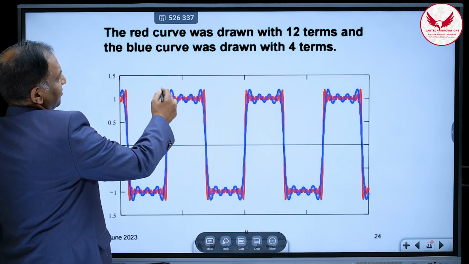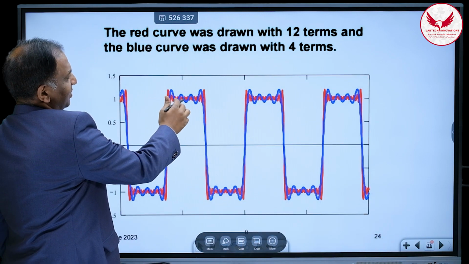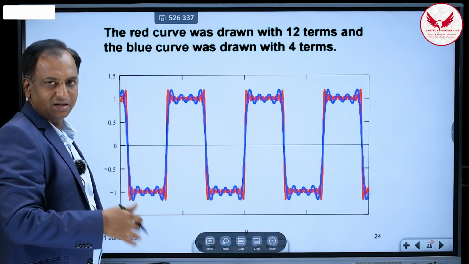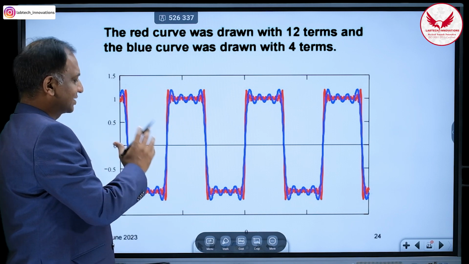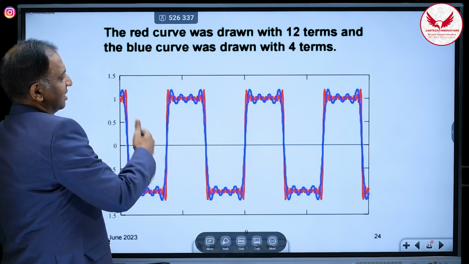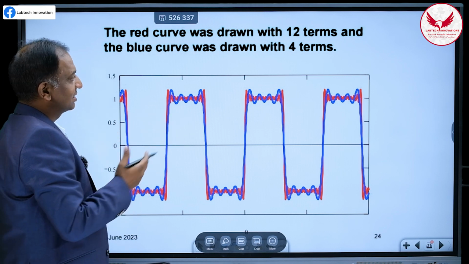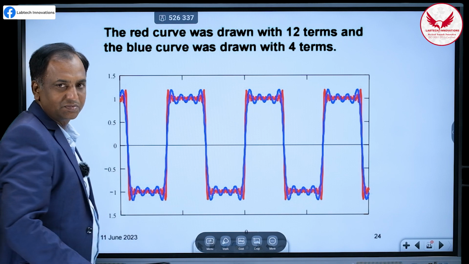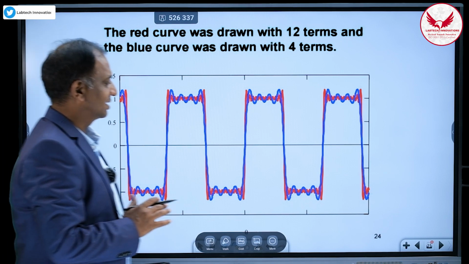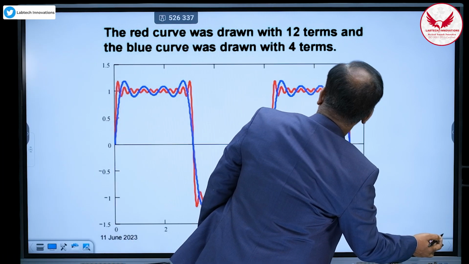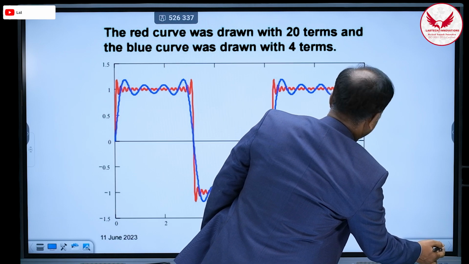So if you see, when the red is 12 terms and the blue is 4 terms, you will find some error. That is the difference between the actual signal and the reconstructed signal. If you take an infinite number of terms, the signal will be reconstructed as it is. So this is the trigonometric Fourier series.